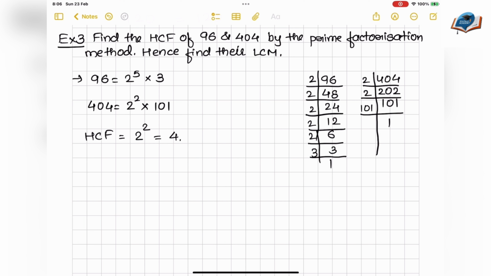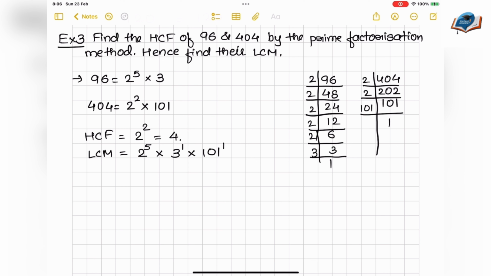Now if I want to write LCM by this method, I can write 2, 3 and 101, three numbers are there. Now 2's highest power is 5, so 2 to the 5, 3's highest power is 1, 101's is 1. So this will be my LCM.